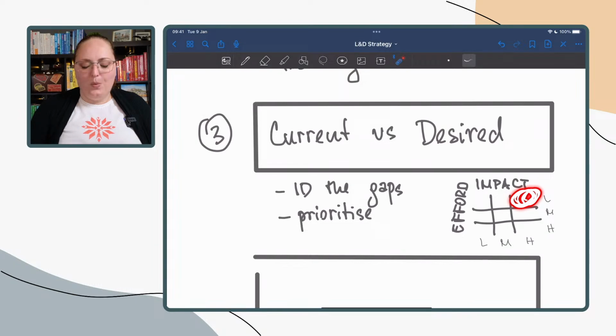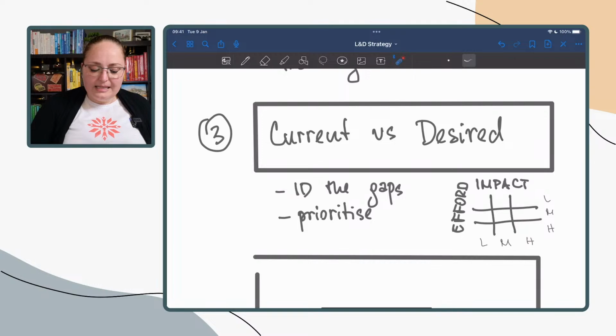These are your quick wins, right? Or you may have something that's going to take you a very long time to design, but at the same time, you know it's going to have an amazing impact. So this is where that activity will sit in. And this is something that you can easily use for prioritizing your gaps.